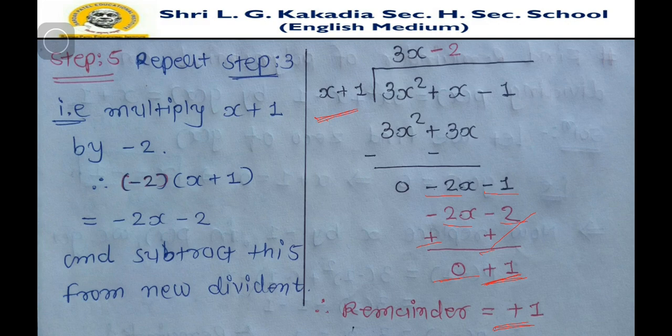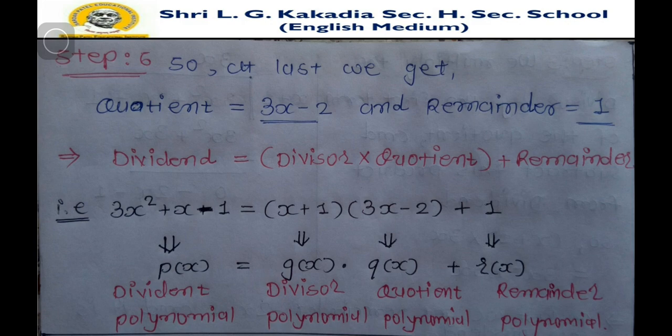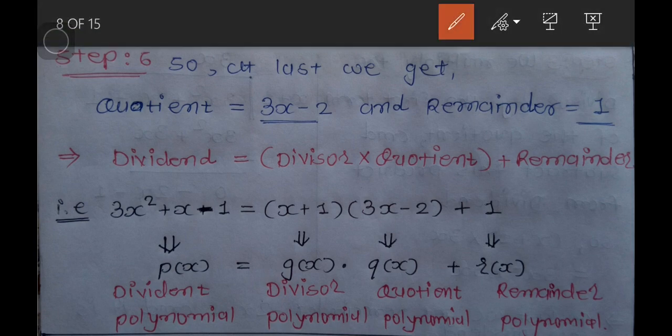So here at last we get the remainder plus 1, and we can see that the degree of our remainder is less than the degree of our divisor. So we stop our process here. At last in step number 6 we can see that our quotient is 3x minus 2 and our remainder is plus 1.